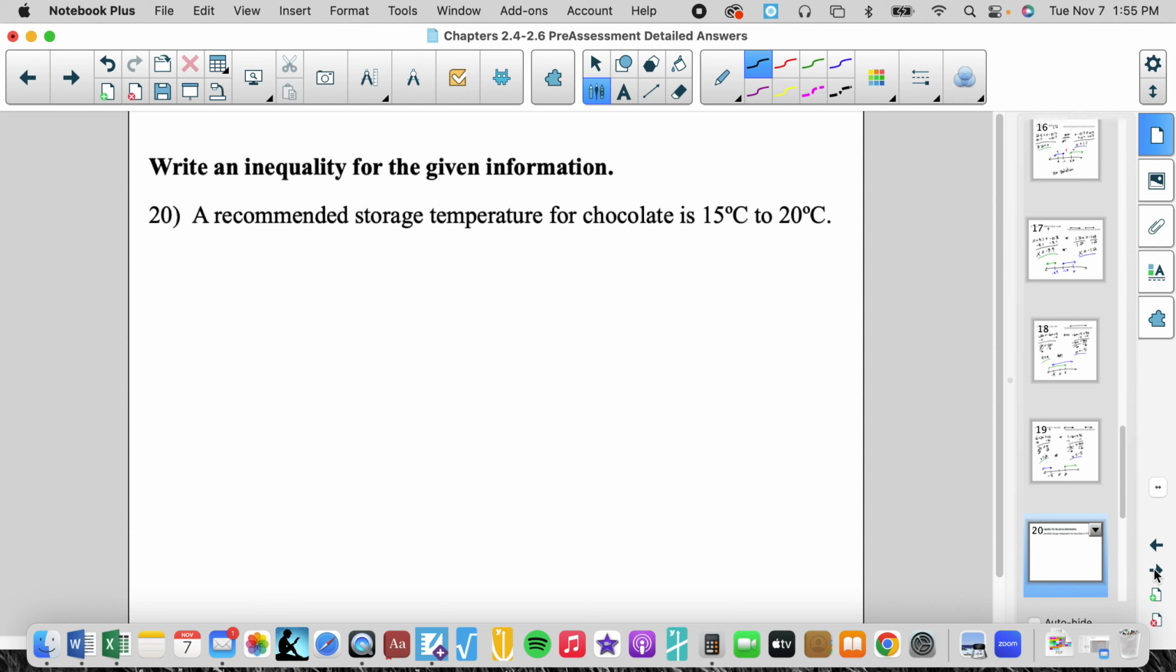We don't have to solve it. A recommended storage temperature for chocolate is 15 degrees Celsius to 20 degrees Celsius. So that means it needs to be between that. So that's how you're going to write a compound inequality. It can be greater than 15 and less than 20.